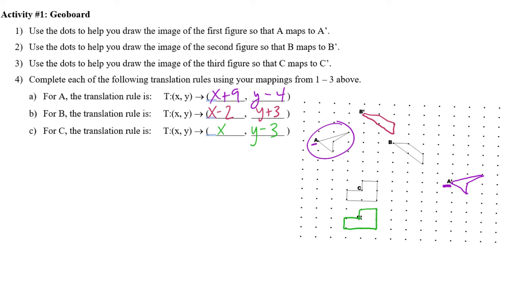So A moved right 9 and down 4, so that's x plus 9 and y minus 4. B moved up 2, or no, I'm sorry, up 3 and left 2, but remember the left goes with the x, so it's x minus 2 and y plus 3. C only moved straight down 3, so the x didn't change at all, so it's just y minus 3, but you do still have to have the x there as a placeholder.